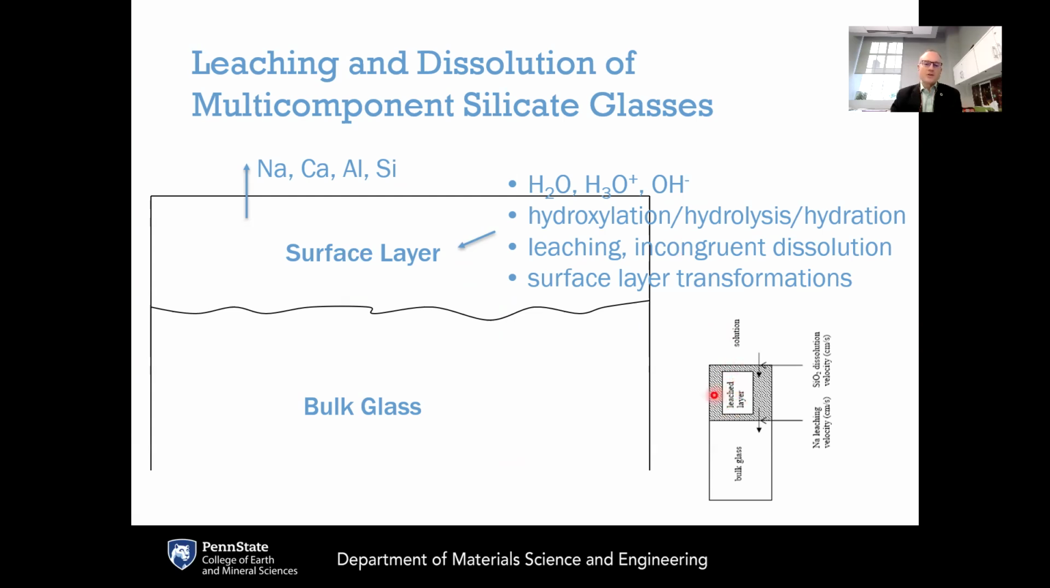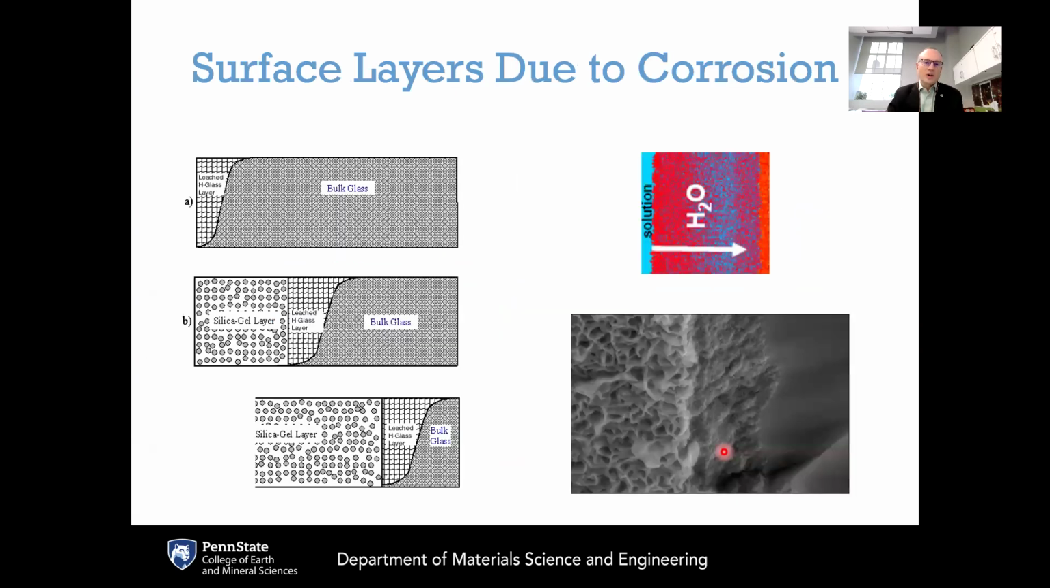The leached layer refers to the modified layer at the surface of the glass where the chemistry has been modified as a result of the interaction with water and other species attacking the glass surface. And that has a very different structure and different properties compared to the bulk glass, which is deep enough that it hasn't yet seen this interaction between itself and water.